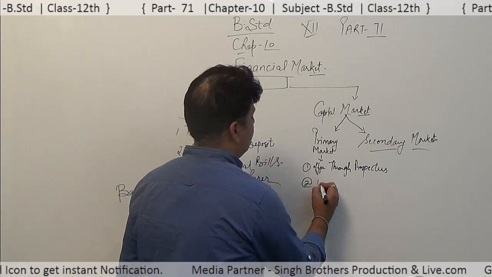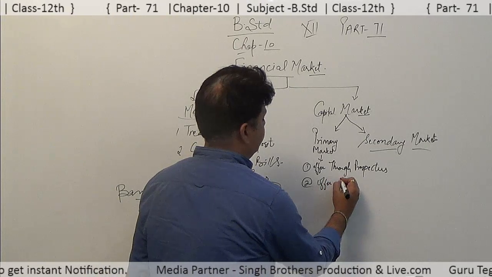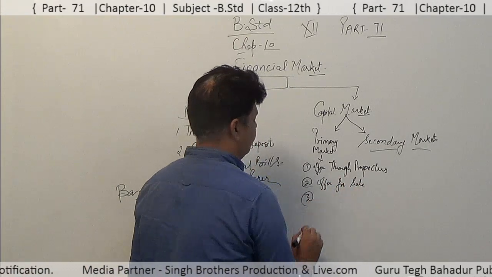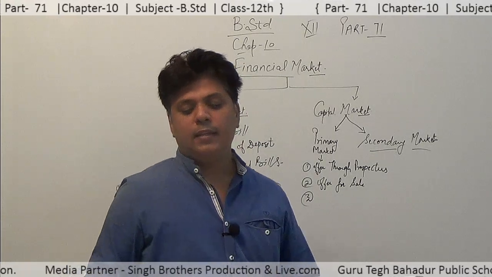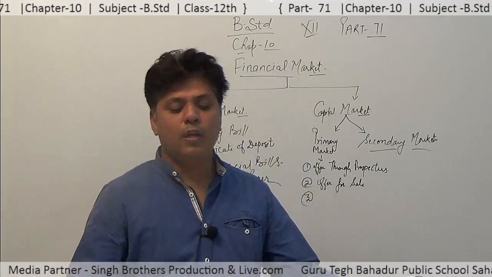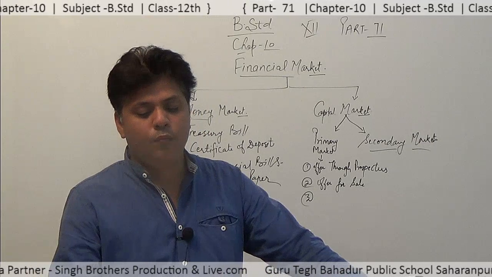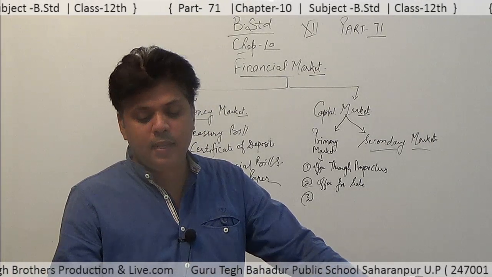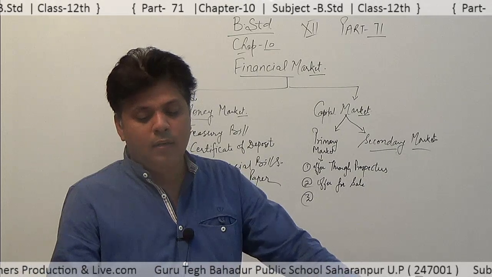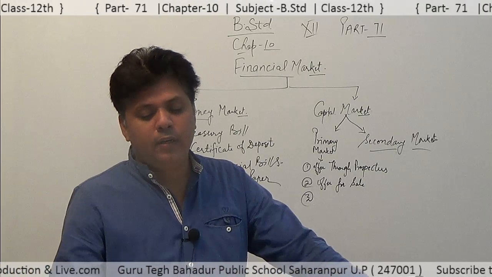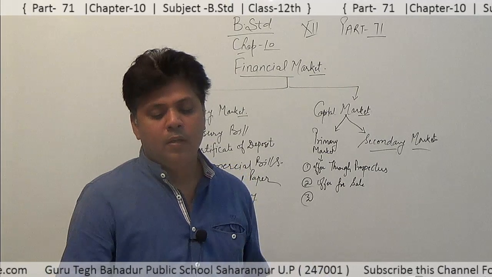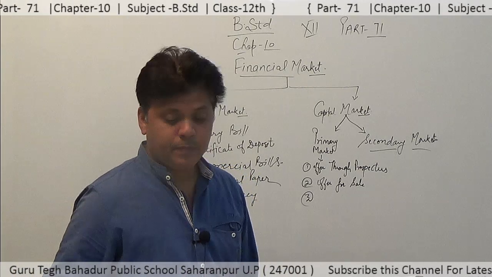The next one is offer for sale. In this method, securities are not issued directly to the public. They are offered for sale to intermediaries. That means they select intermediaries like mutual fund companies and sell at agreed prices to brokers who in turn resell them to the investing public. The next one is private placement.